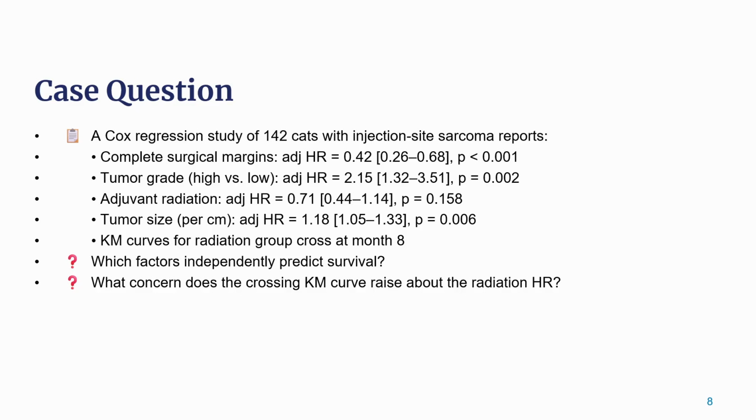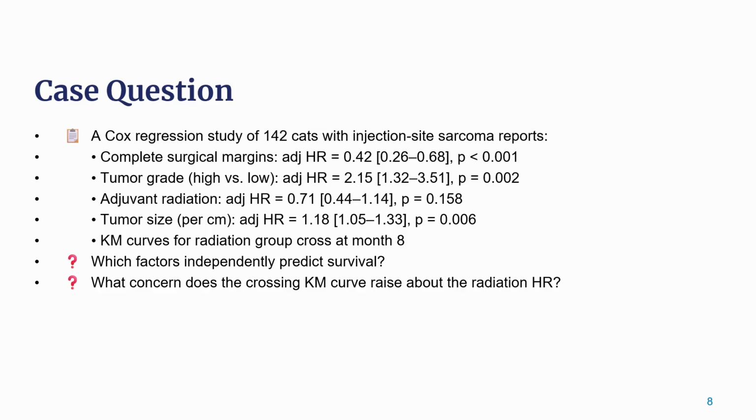Tumor size, HR equals 1.18 per centimeter. Each additional centimeter of tumor size is associated with 18% higher hazard. CI 1.05 to 1.33, significant.